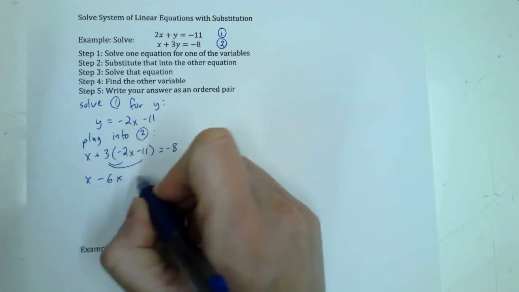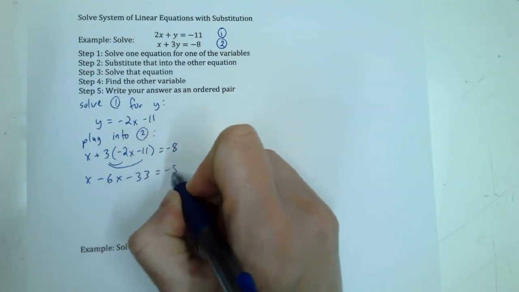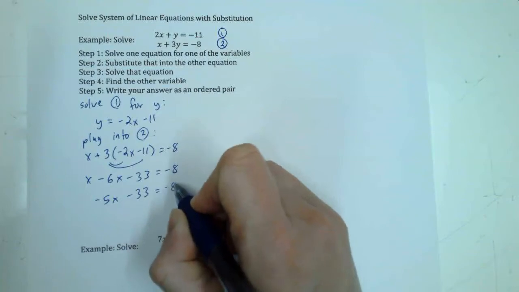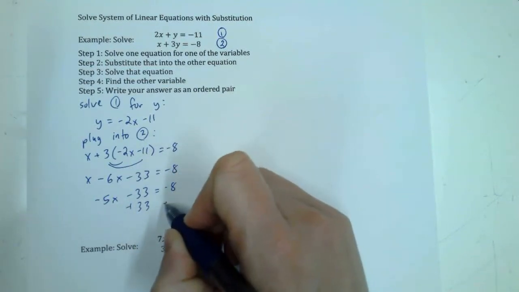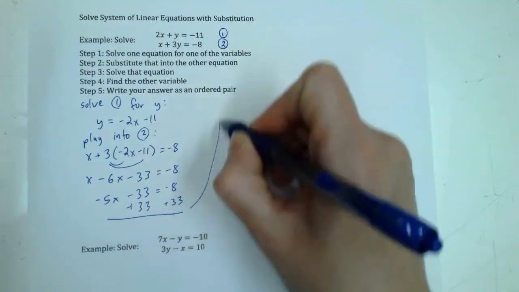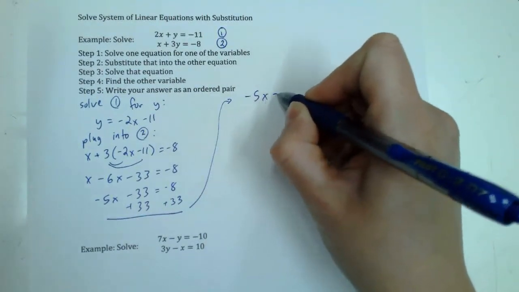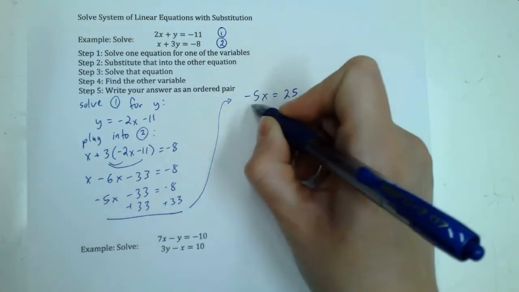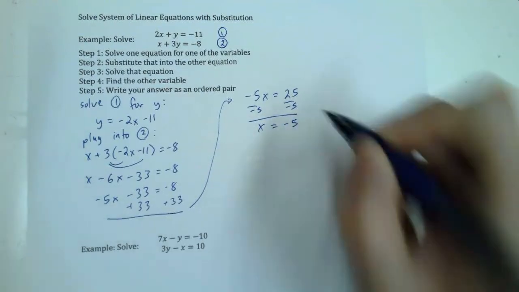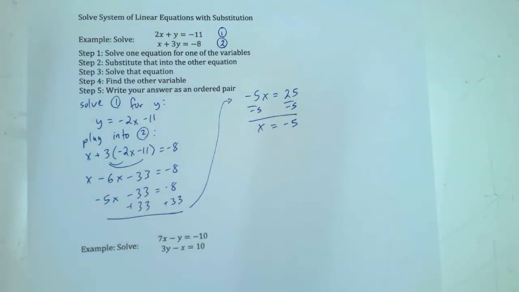Let's distribute. And then adding up like terms, I've got negative 5x. So let's add 33 on both sides. And I am running out of room, so let me put the rest of my work up over here. That's going to get me 25. And then divide by negative 5. And looks like I've got x is negative 5.